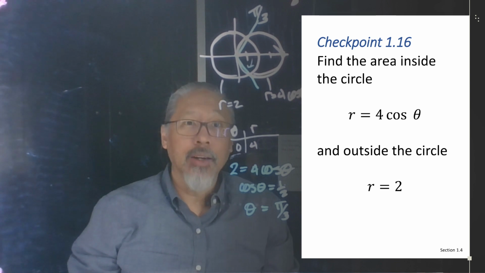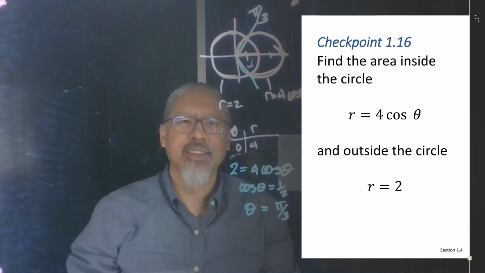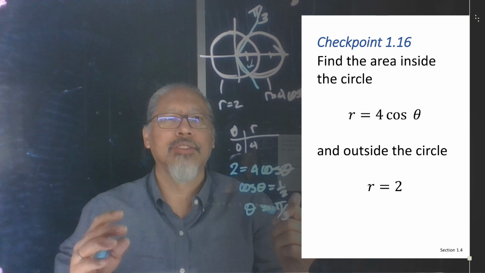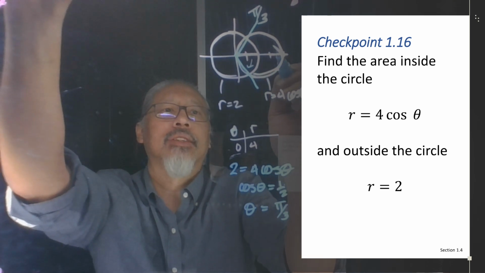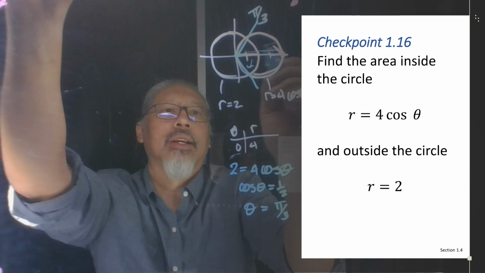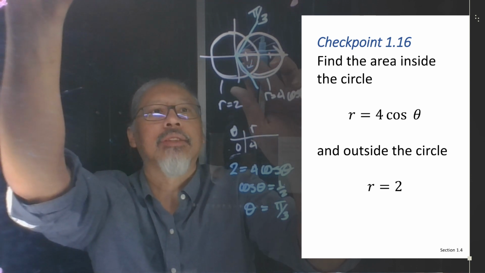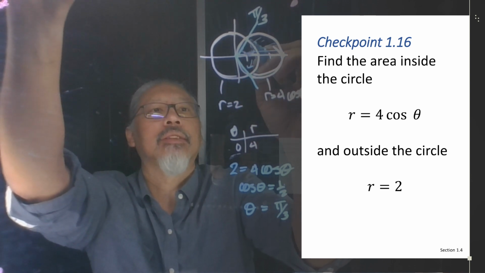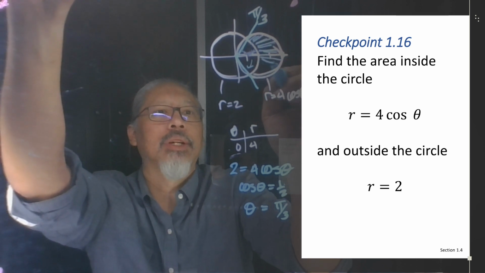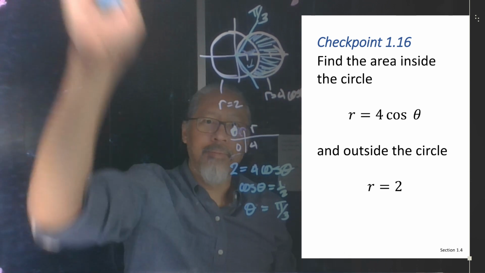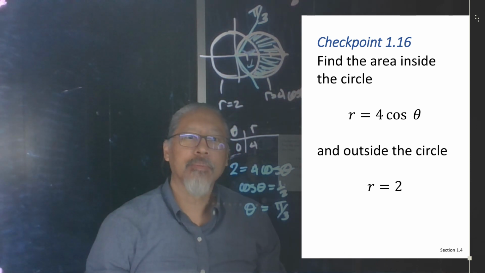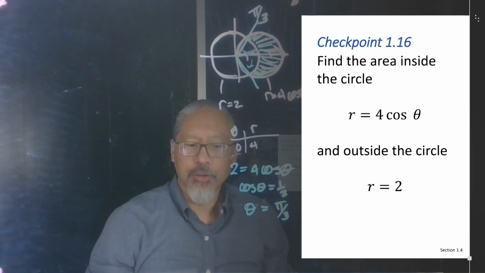All right, the area that's inside of this circle and outside of the other circle. So let's cross this out. So I think the area that we're looking for is this little bit here. Okay. All right. Now we're finding the area.